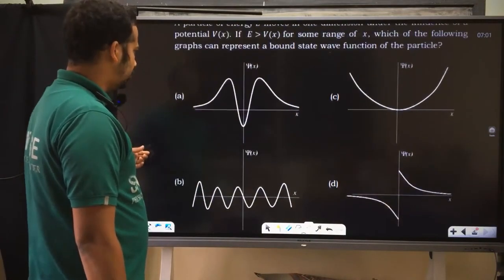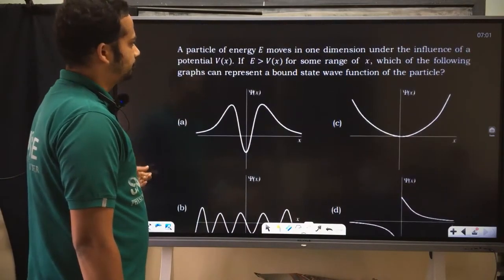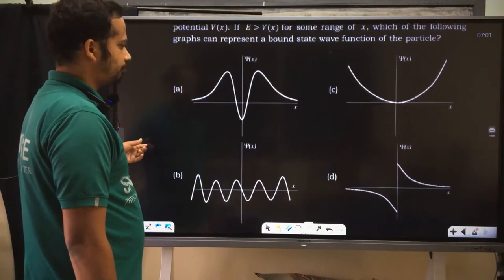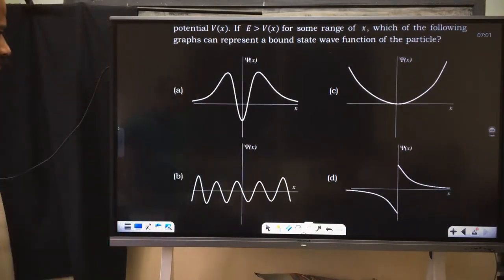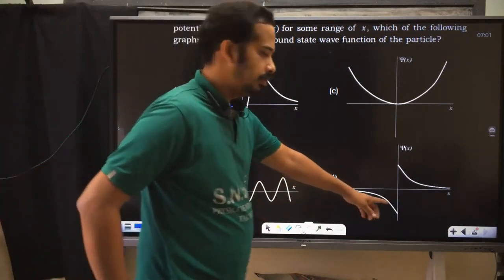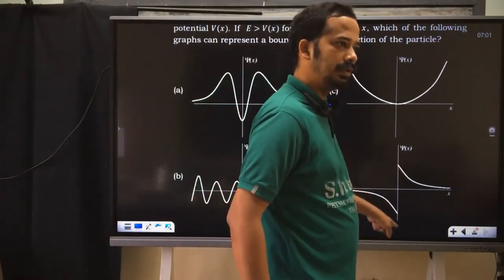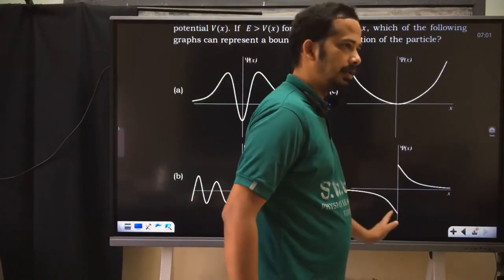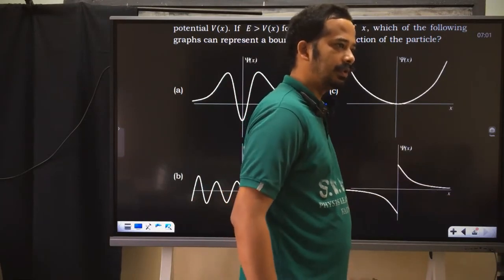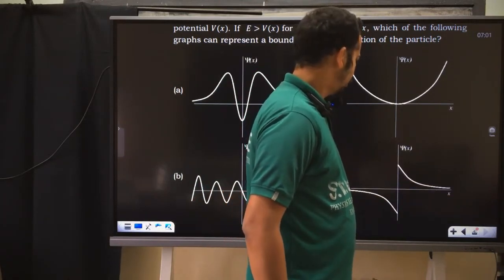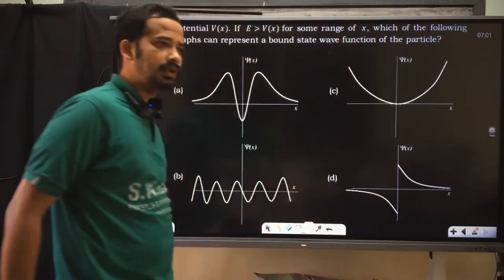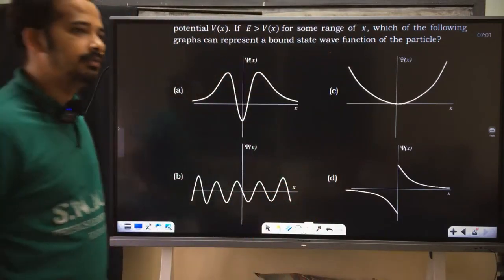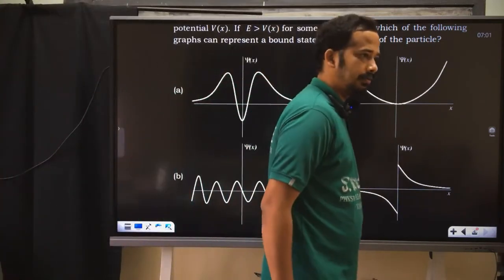That's not possible. So C and D we can consider, but why is D not? This D wave function is discontinuous, isn't it? But psi square is still normalizable. No, the wave function is a solution of a second order differential equation. If it is discontinuous, how do you take the second derivative?